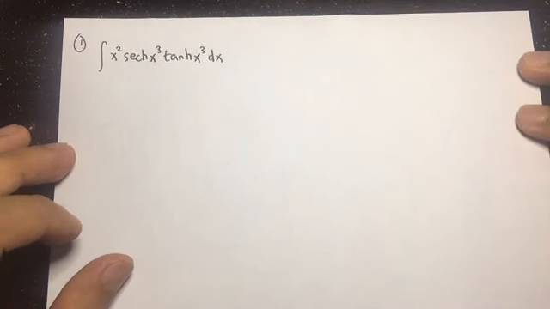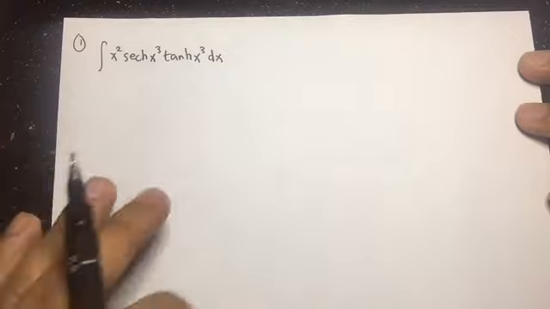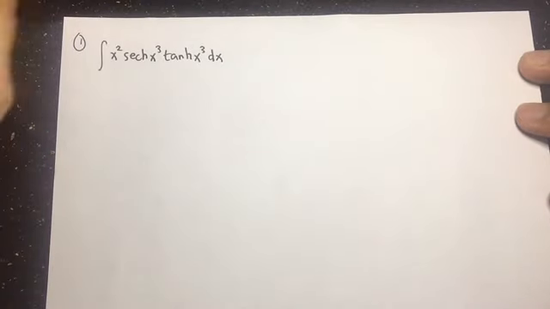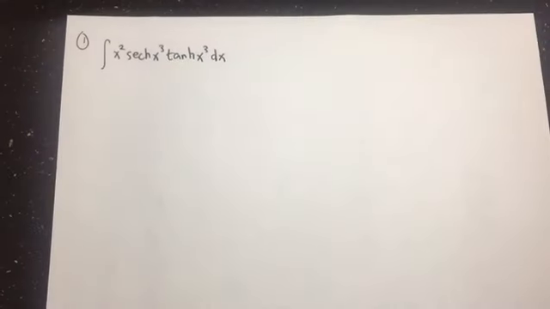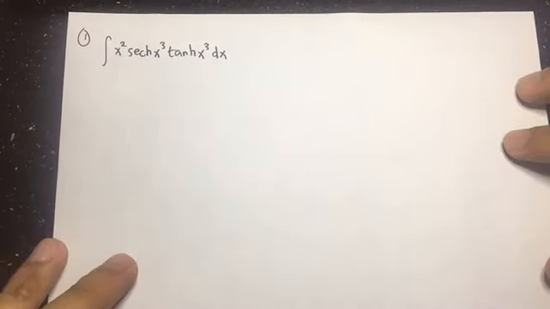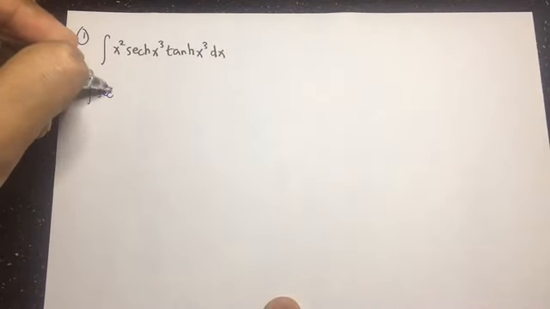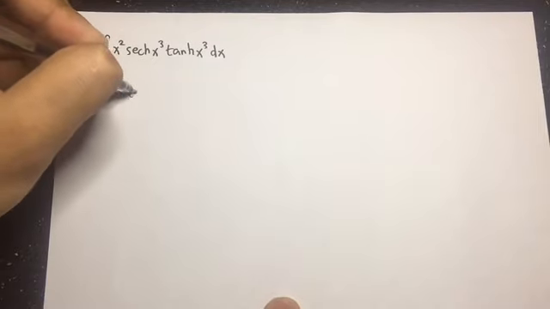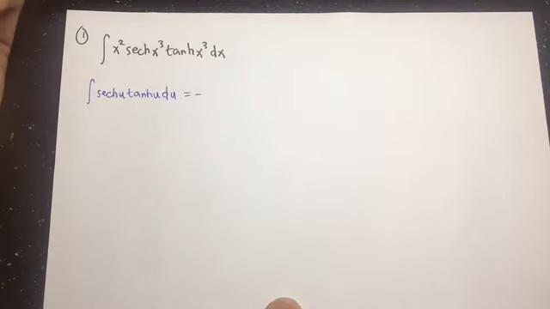Say for example, we have here number 1: the integral of x squared, hyperbolic secant of x cubed, hyperbolic tangent of x cubed dx. As we can see, it's a direct use of the integration formulas for hyperbolic functions. Specifically, the integral of hyperbolic secant of u, hyperbolic tangent of u du is equal to negative hyperbolic secant of u plus c.